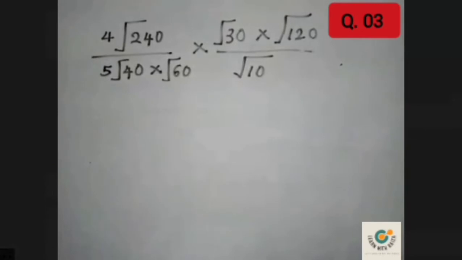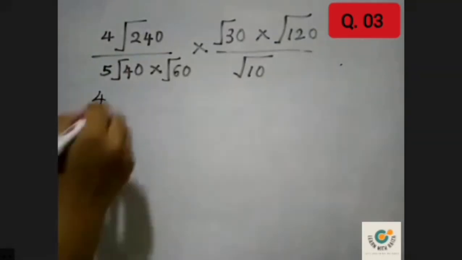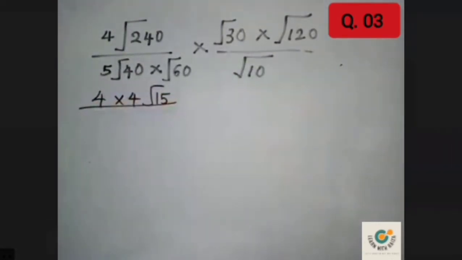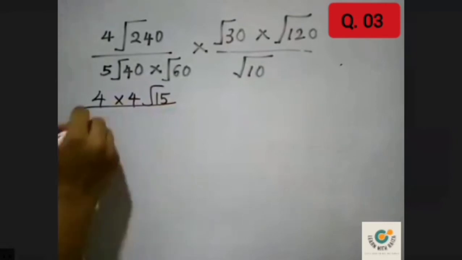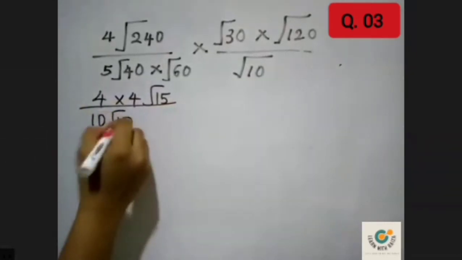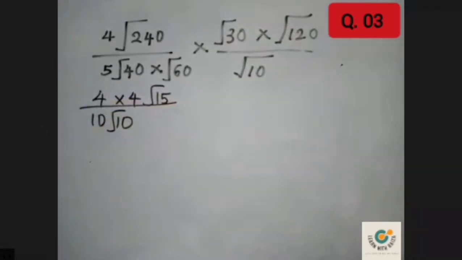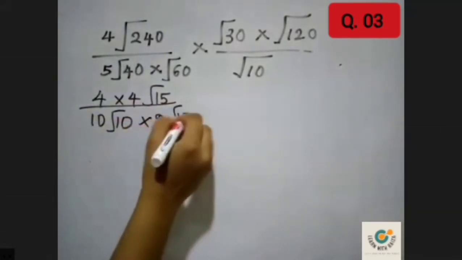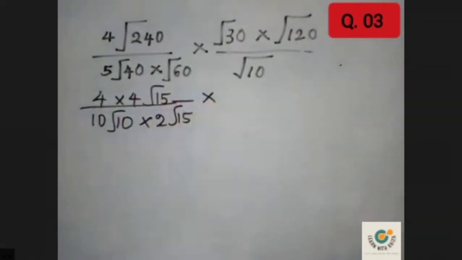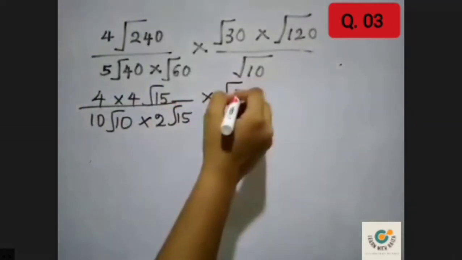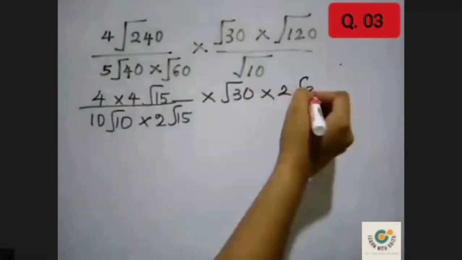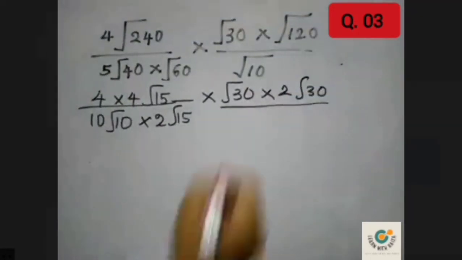Now look at this. Instead of root 240, I can write down 4 root 15. Instead of 5 root 40, I can write down 10 root 10. Instead of root 60, I can write down 2 root 15. Root 30, I have to write as it is. Root 120, I can write 2 root 30. Root 10, I have to write as it is.